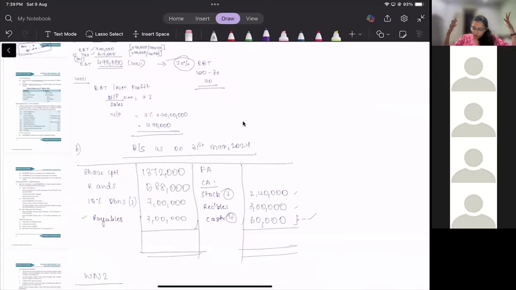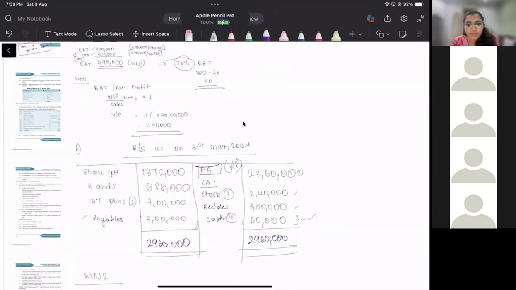So what is left? Only fixed assets. How will we find out? Balancing figure. Simple. So the total liability side, you will get 29,60,000. Assets will be equal to liabilities, right? No doubt. So yes, correct. 23,60,000 will be our fixed assets. That will be our balancing figure. Clear?